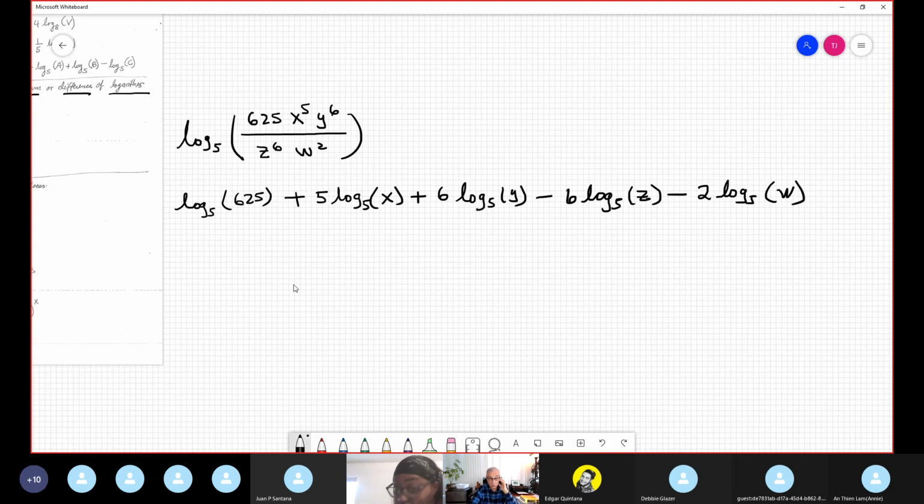And leave it like that? No, because the numerical part you have to compute, of course. The variable part, no, leave it like that. In this case, I need to compute logarithm of base 5 of 625. You can use a calculator.